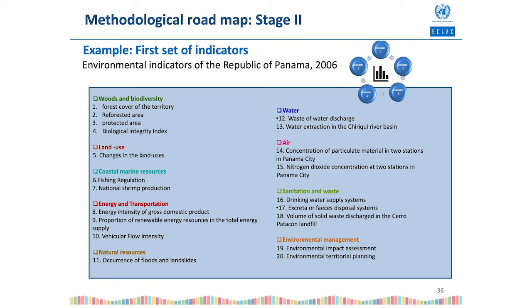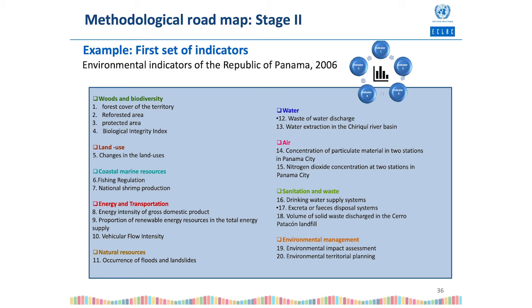So this is an example of a first set of indicators. It is the environment indicators of the Republic of Panama done in 2006. And we can see there are main topics such as woods and biodiversity, land use, coastal marine resource, energy and transportation, natural resources, water, air, sanitation and waste, and environmental management.